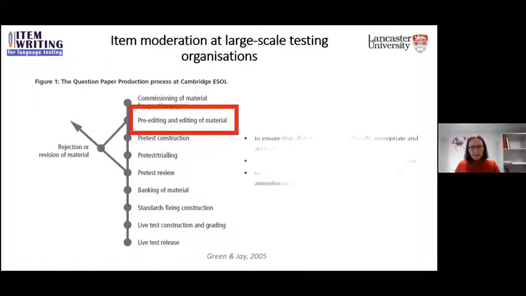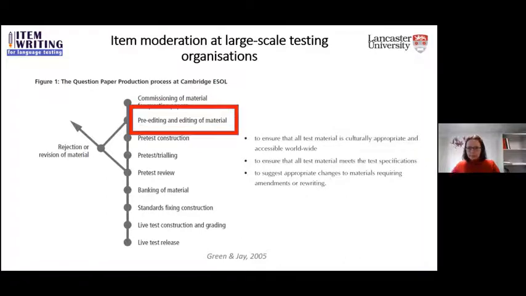And these are the things that they are looking at during this stage. They are looking to ensure that the test material is culturally appropriate and accessible worldwide. This is because at Cambridge Assessment, they produce items for a global audience, so this might not be relevant in institutions that focus on local testing. They also try to ensure that all material meets specifications, and they suggest changes to materials that require amendments or rewriting.